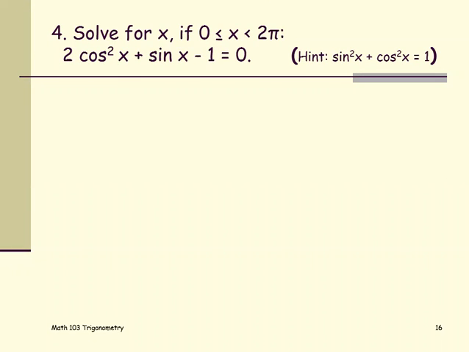In this problem, we are going to solve for x if x is greater than or equal to 0 and less than 2 pi radians. Make a note, the answer must be in radian form, and the answer will be in the first revolution. The equation is 2 times cosine squared x plus sine x minus 1 equals 0.